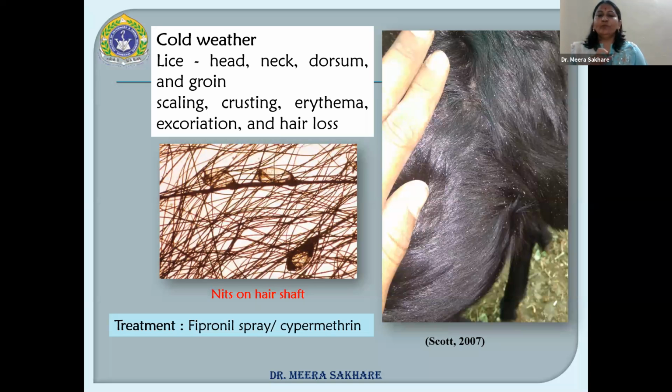But this spray should be applied again after a period of 10 days or 14 days. Because this type of treatment will only kill the adult lice, not the nits or eggs or hatching stages of the lice. So we have to wait another 10 to 15 days, and then there is a repeat treatment after 15 days. It is necessary to kill all stages of the lice. So commonly at field level, fipronil spray or cypermethrin are found very effective.